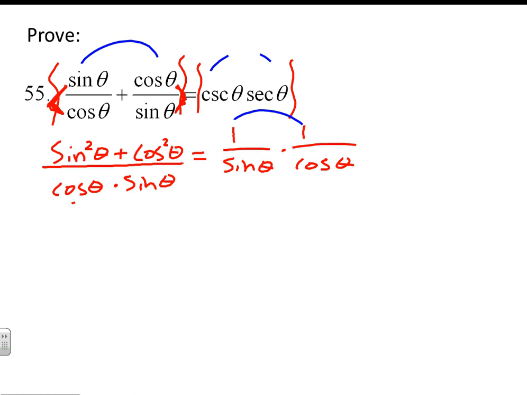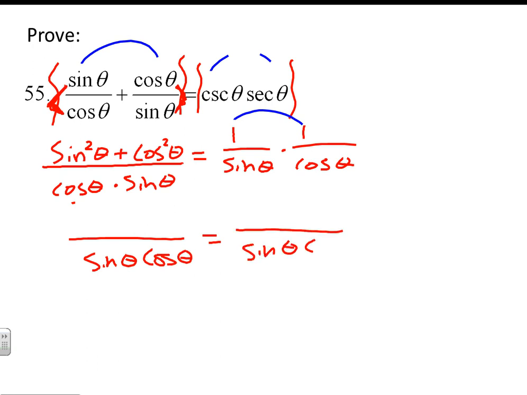Notice the denominators are perfect. My denominators are both sine of theta, cosine of theta. This is so good it's almost cheating. If the denominators are perfect, the numerators better match. And I'm like, oh, I've seen these guys together before. Maybe they just equal 1. Well, they do, in fact. There's a Pythagorean identity that says sine squared of theta plus cosine squared of theta equals 1. And we are out of this.